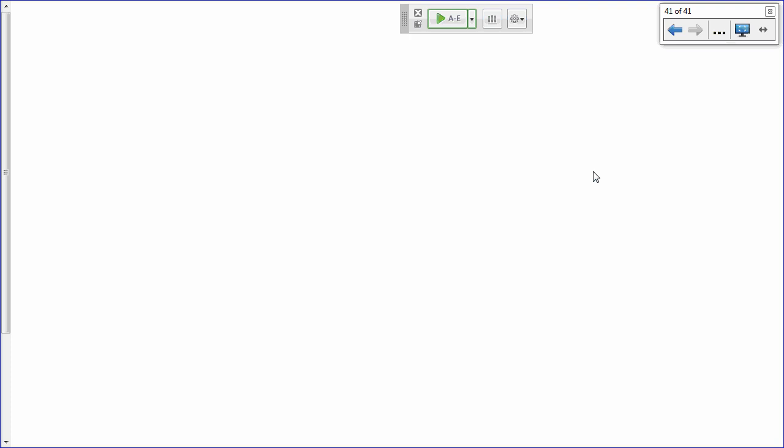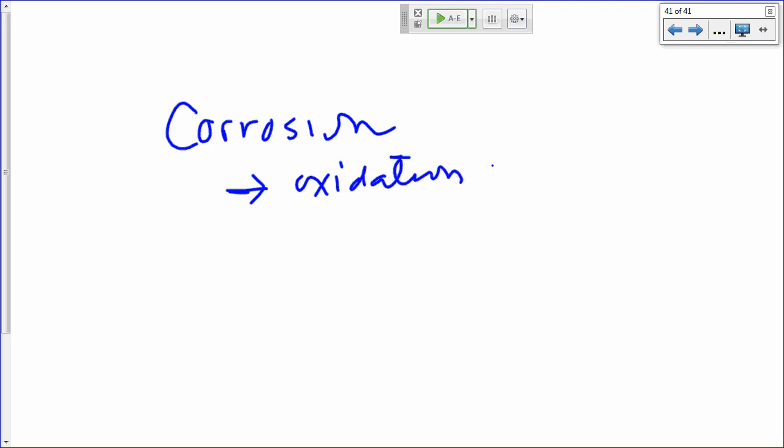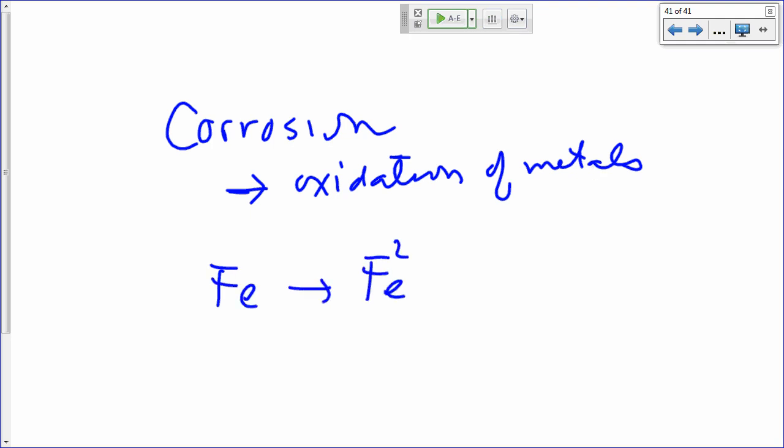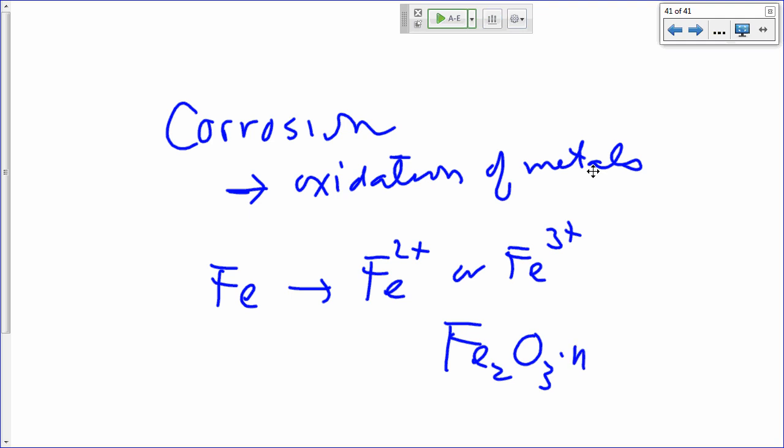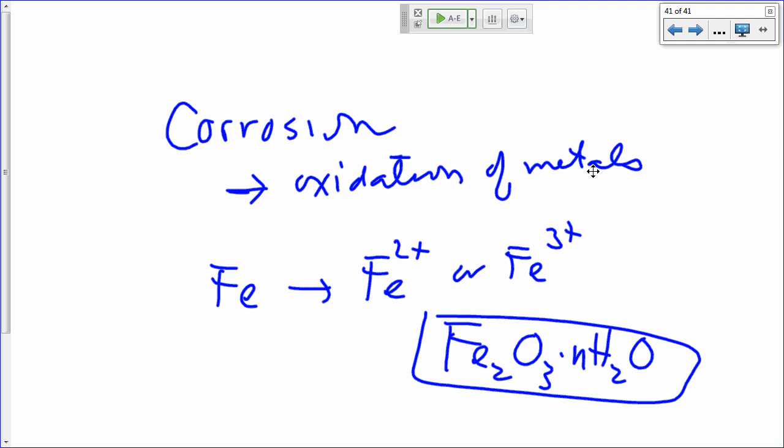All right. That's it. One topic in your book that I forgot to add to the PowerPoint has something to do with corrosion, so let me just add that. Corrosion has to do with oxidation of metals. So when your iron gets corroded, what happens to your iron? It becomes Fe2+ or Fe3+. And in Fe2O3, you get rust. And rust is really a hydrate, so there's water hydration involved there. So that's what happens to iron.